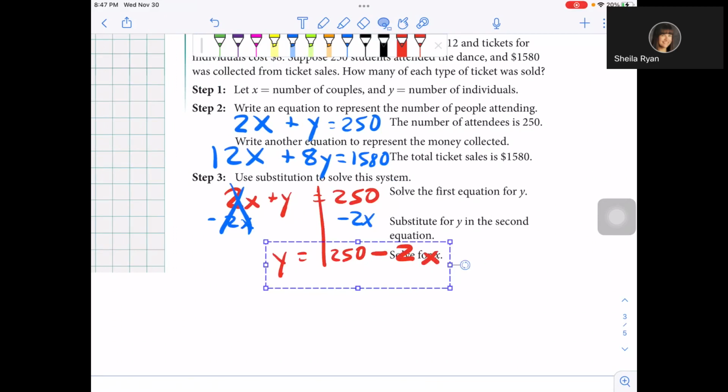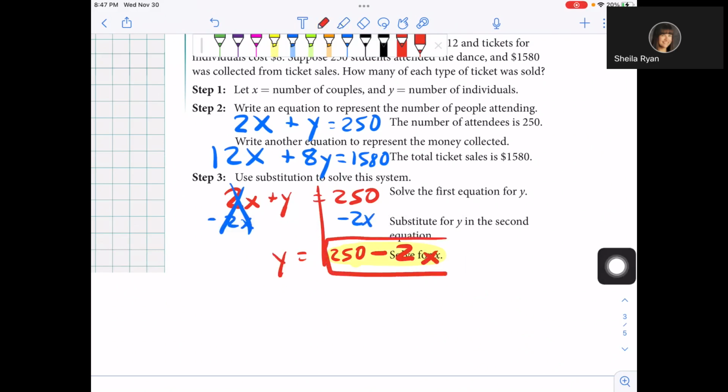Once you have it solved for Y, you're going to take this. This is equal to Y, and you're going to substitute that into the second equation. So in other words, this is equal to Y, and we're going to put it into that equation for Y. Since it's equal to Y, it can replace the Y.